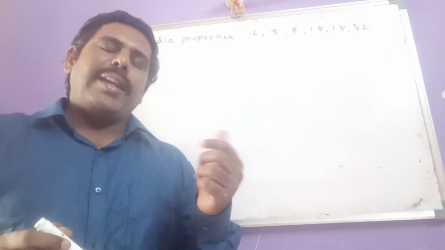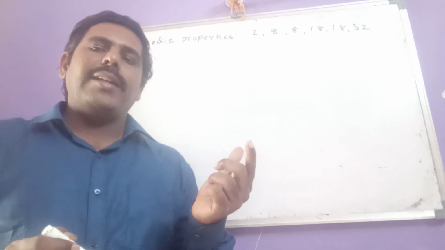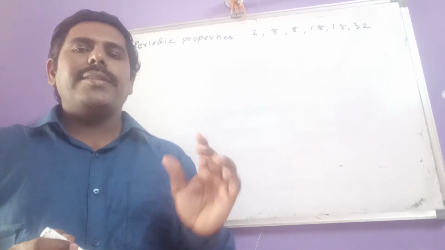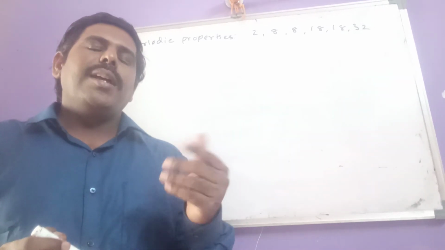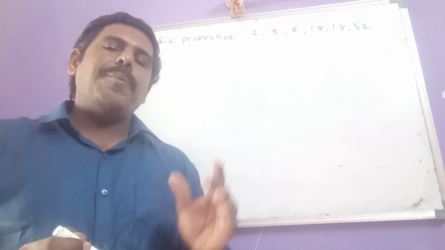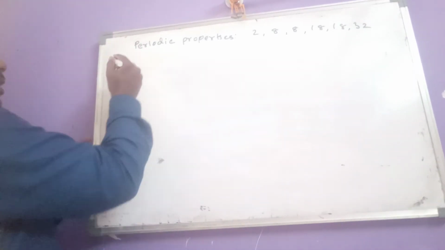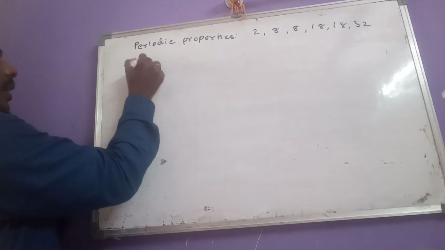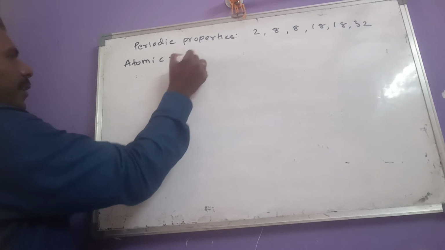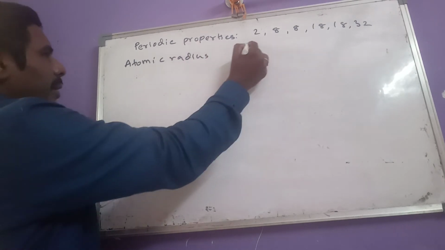Okay, now let us start with atomic radius. What is atomic radius? What is its classification, and its variation in a group and in a period? So let us see atomic radius. What is the definition of atomic radius?